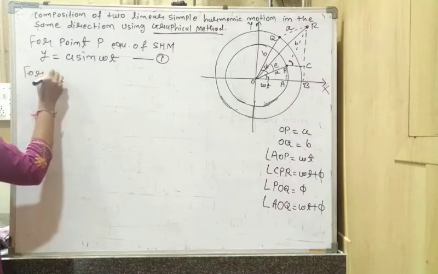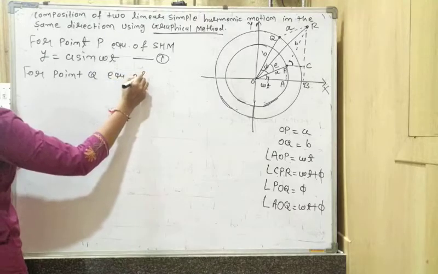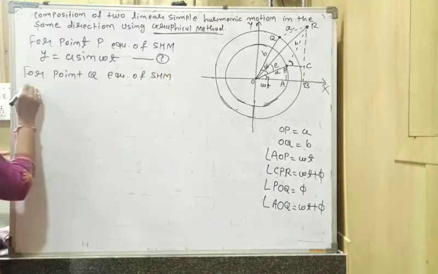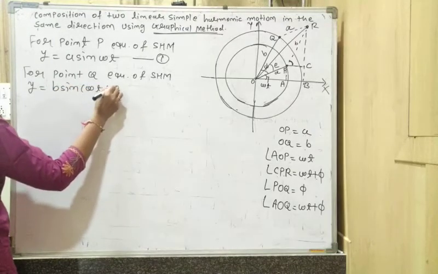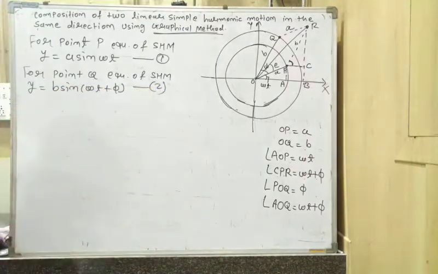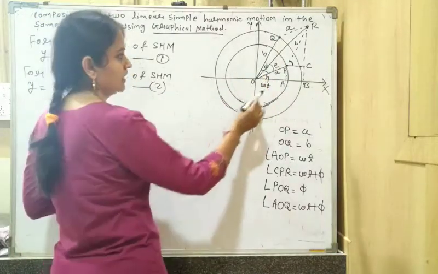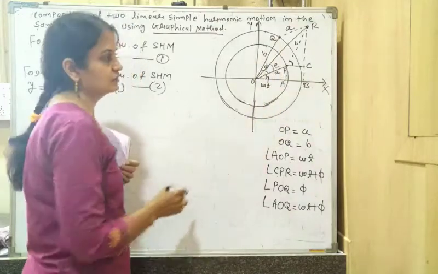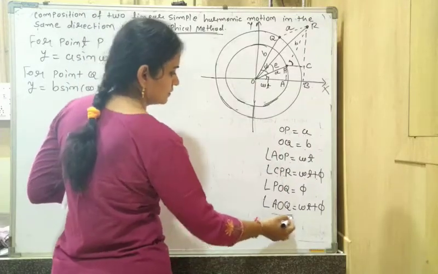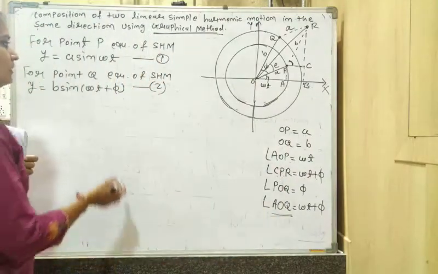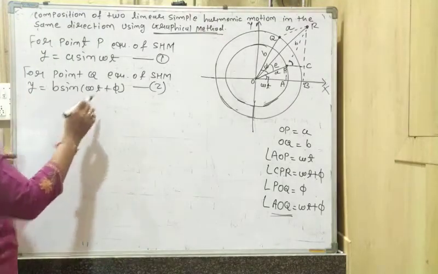Now for point Q, the equation of SHM, y is equal to b sine omega t plus phi. Equation number 2, because Q is having both these angles, that is AOQ. So that is why we take sine omega t plus phi, this angle AOQ, and B is our amplitude and sine omega t plus phi.